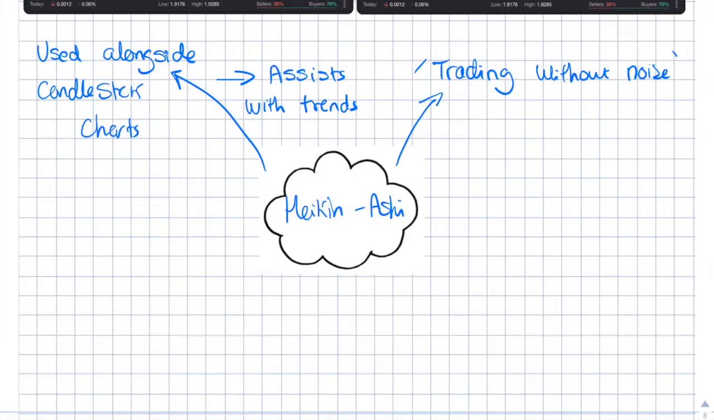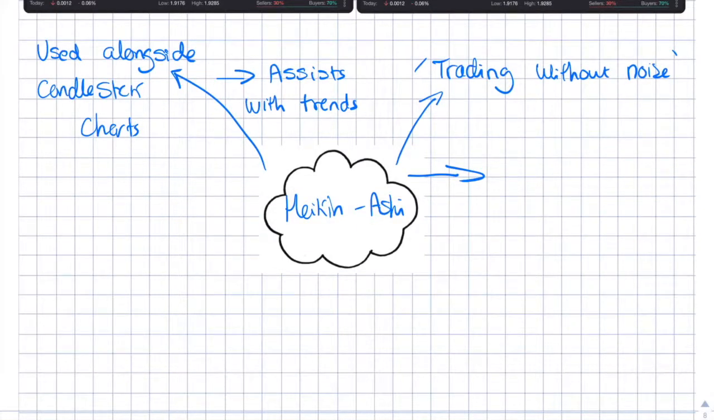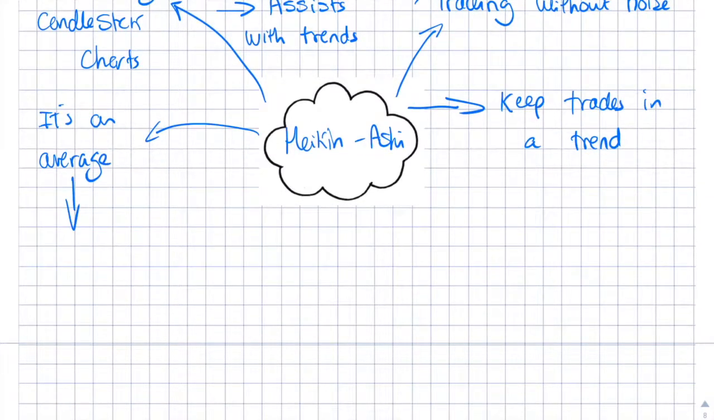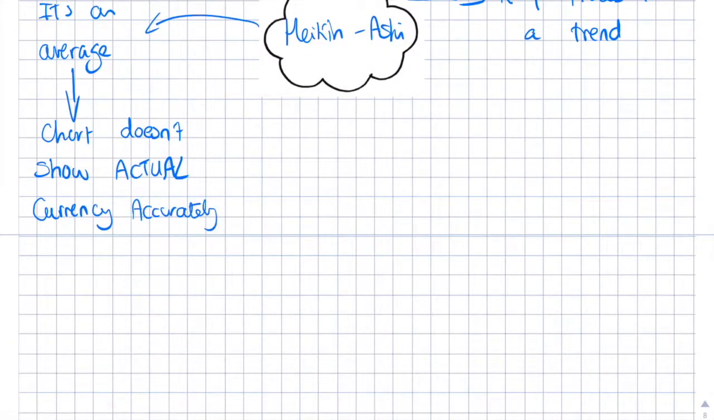This moves on to the next point, that it keeps traders in a trend. Let's say there's a trader in a bullish trend, and he's not sure because of these market makers. What the Heikin Ashi does is reassure him about the momentum of the bullish trend, and allows him to remain in that position and not close his position. Another thing, which I said before, is that it's an average, so the chart doesn't show the actual currency rate accurately.